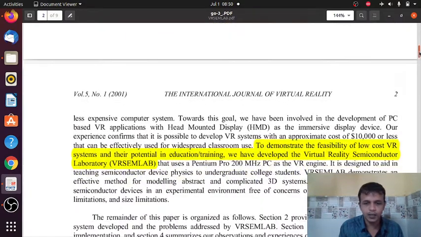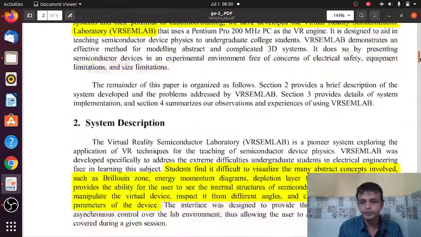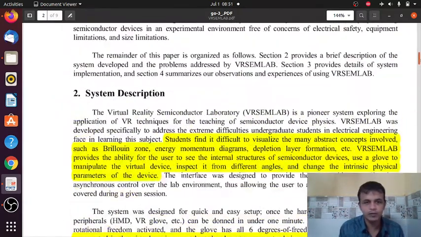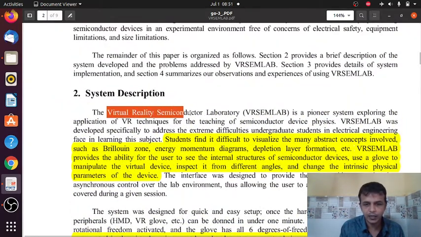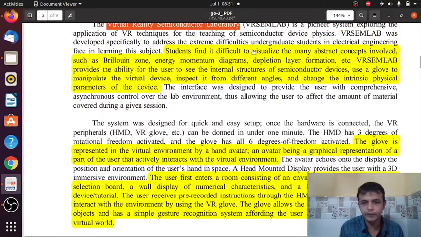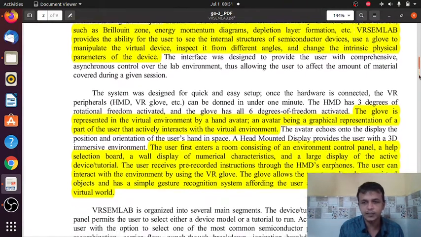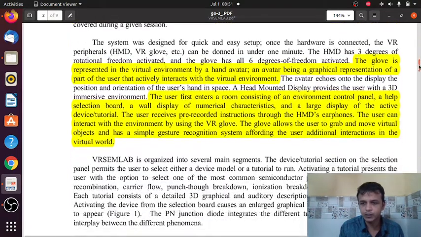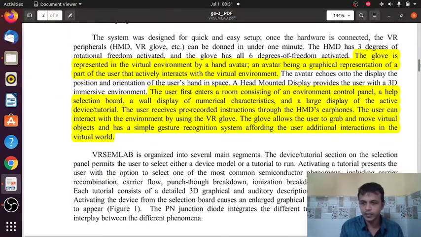So let us see what the authors have done with respect to this experiment. They have created the virtual reality semiconductor laboratory, and the reason is the students find it difficult to visualize the abstract concepts involved in semiconductor devices and electronics and communication. Because they are unable to view the Brillouin zone, energy momentum diagrams, and depletion layer formation, these things can be viewed in virtual reality. So they have created this virtual reality semiconductor lab in which all these things can be viewed by the users.